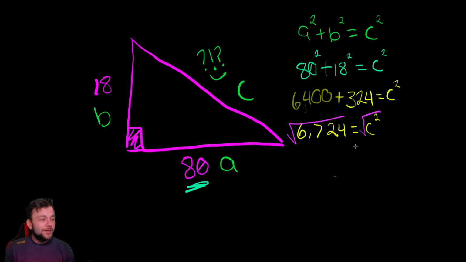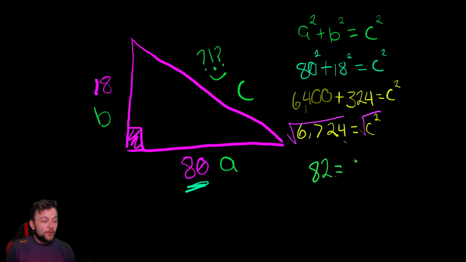That is awesome. And so then what is the square root of 6,724? Let's go ahead and do that. The square root of that is a nice number, a very nice number. Again, that is 82. We will go with green.